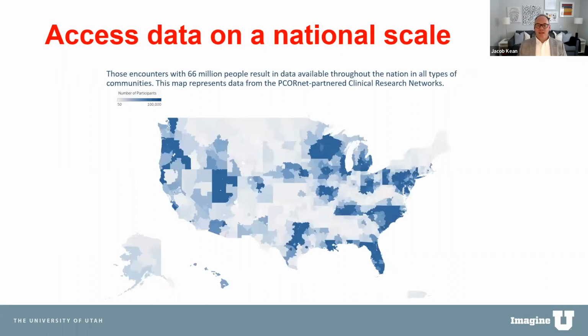This slide depicts the data captured in the PCORnet National Clinical Research Network. The network has available data from 66 million individuals. The darker the area in the slide, the larger the number of participants by geographic region.